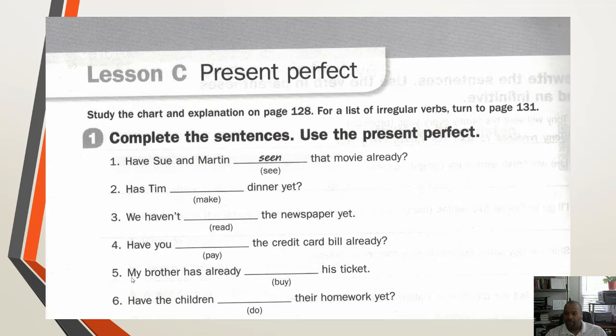Number 5, my brother has already blank his ticket, and we have to use buy. My brother has already bought his ticket. Number 6, have the children blank their homework yet? And we have to use the word do. Have the children done their homework yet? Alright, these are my answers. Hopefully you got the same.